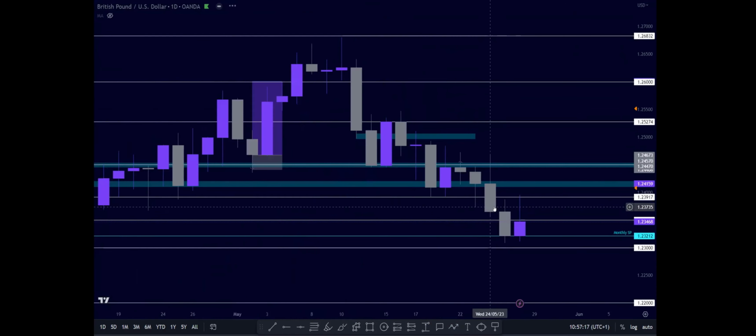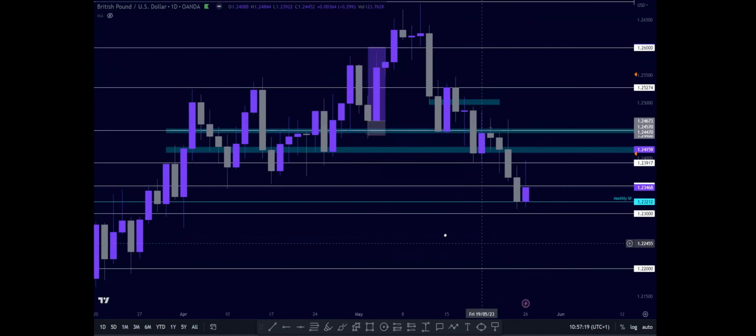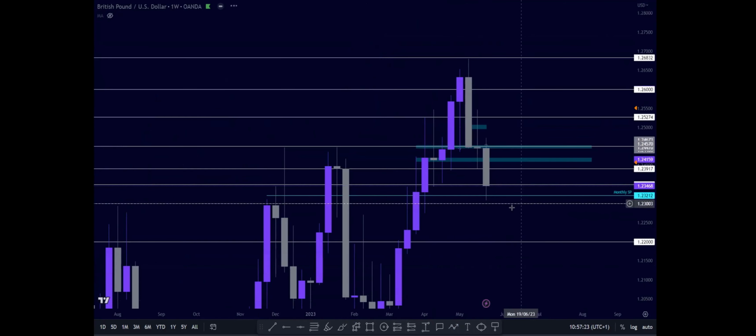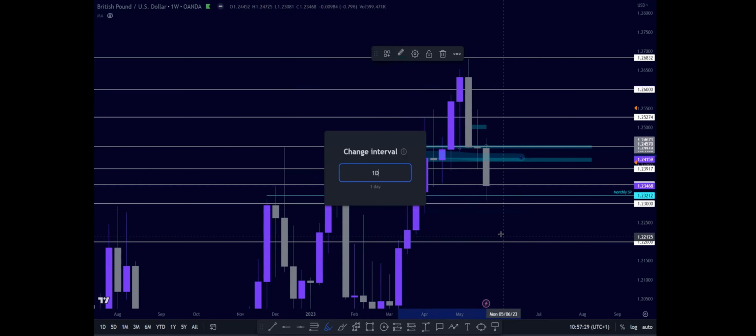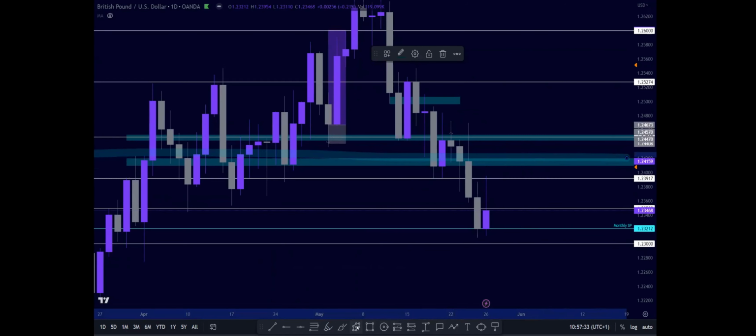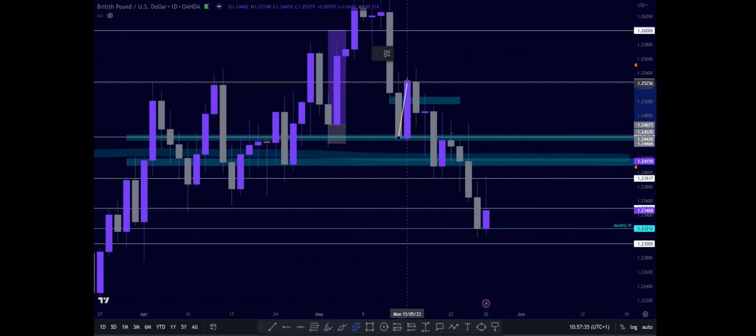So if we go down to the daily, see what's happening. Let me just mark that area on the weekly. That area on the weekly there. So we see on the daily, we're bearish on the daily now. We've started to make these lower lows, lower highs.